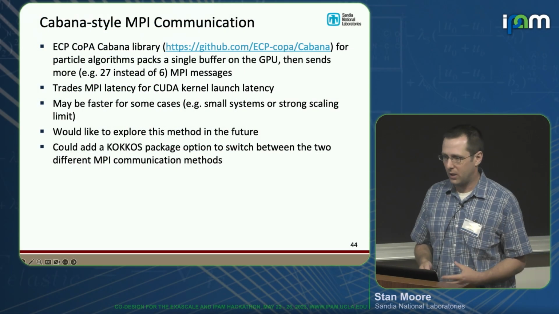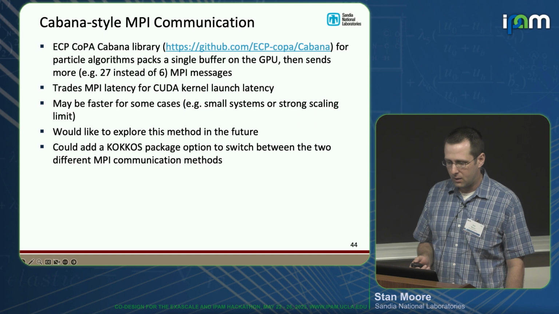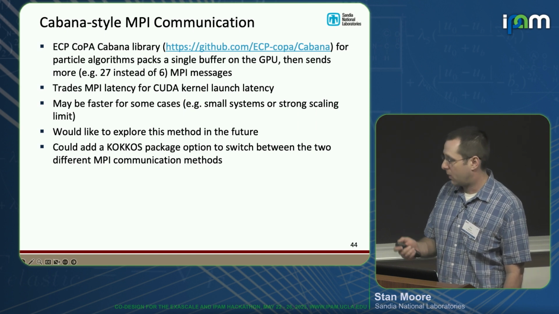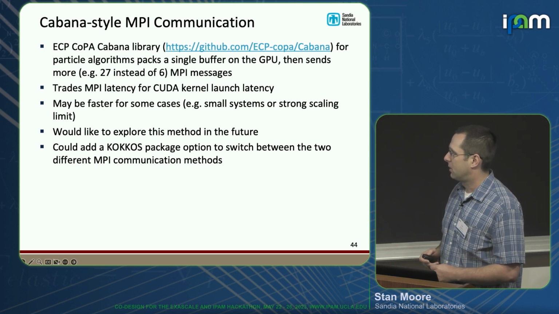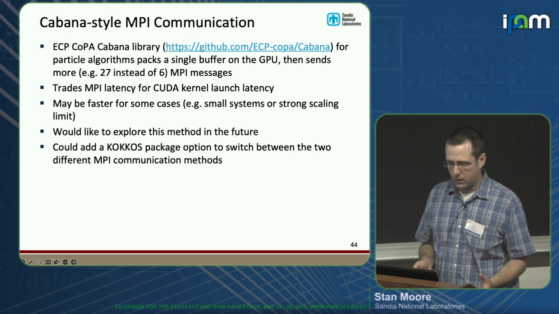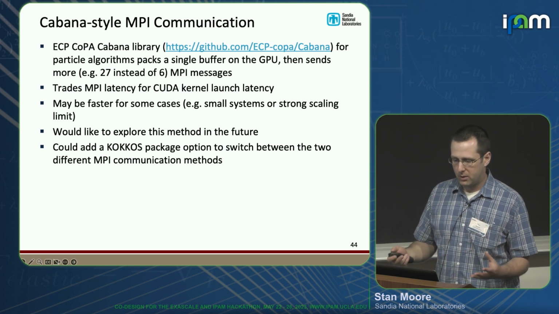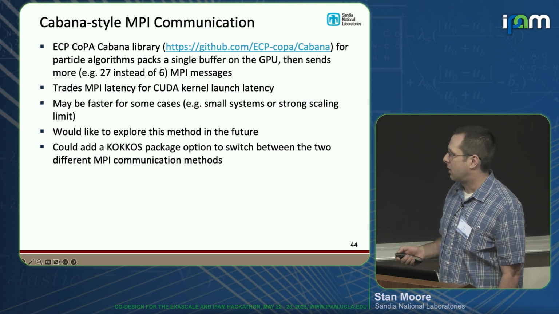This is research, so we're not sure, but it could be faster for small systems, or if you're strong scaling, which is like running a small system. And so this is something that we'd like to explore in the future. We could also add an option to the Kokkos package so that you could optimize switching between the two for different system sizes, etc.